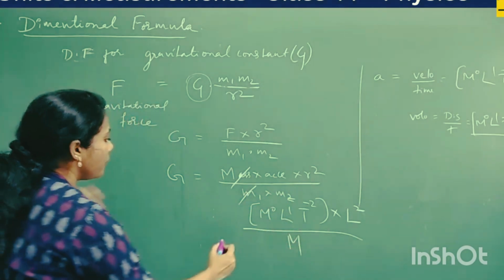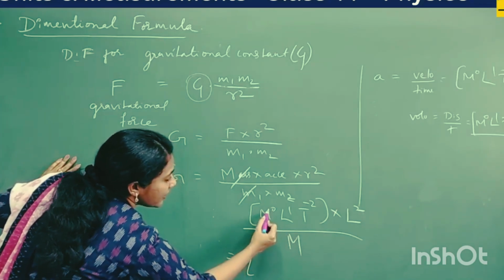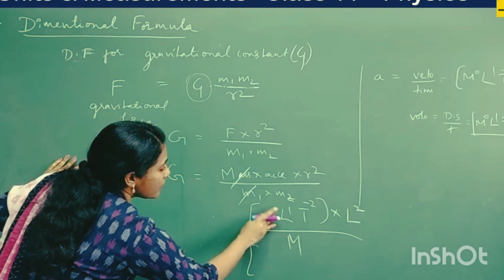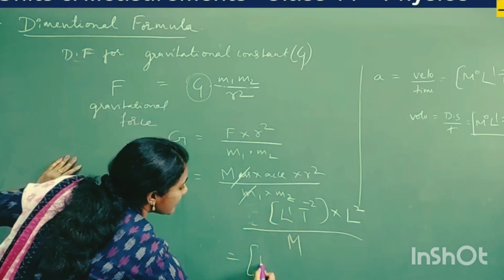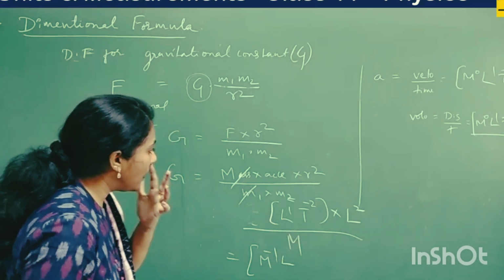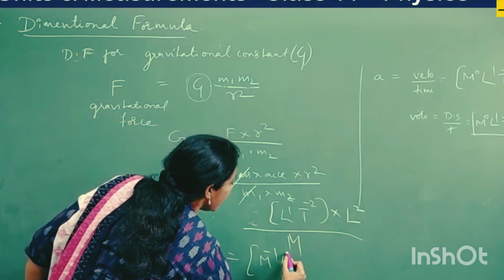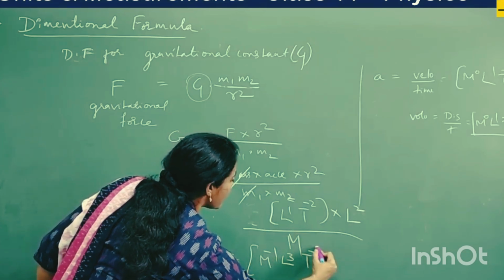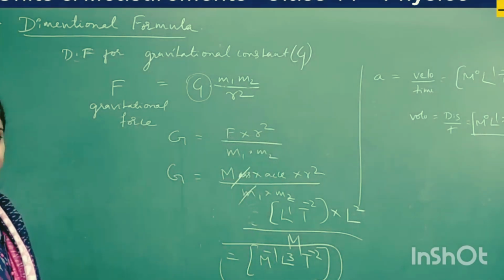So now, here M to the power 0, that means the M factor is not there. When it is not there, just take it as not there. M to the power 0 is 1. So it is M minus 1, L, 1 and 2, right? 1 plus 2, it is 3. M minus 1 L3 and T minus 2, right? So this will be the dimensional formula for G.